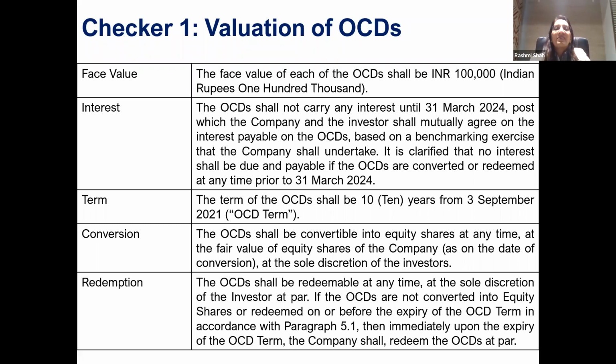So what do you think is the valuation approach that can be used in this case? Under redemption option, what do you think is the value? Right. So under redemption option, it is very clearly mentioned: come what may, whether I do it before, after, or if conversion does not happen, it will always be at par. So the redemption amount is fixed at 1 lakh. Under conversion option, what do you think?